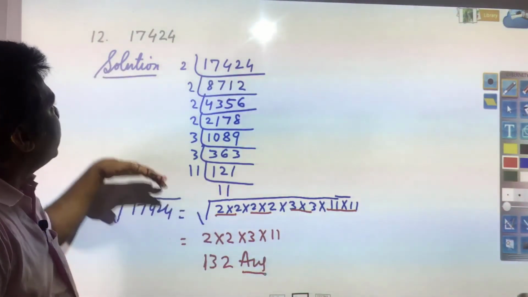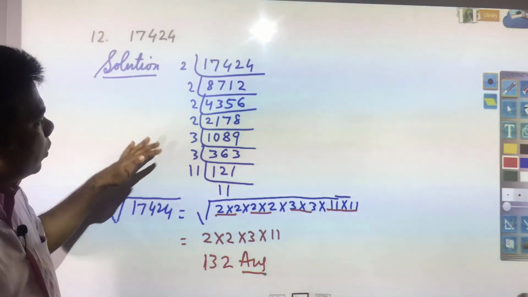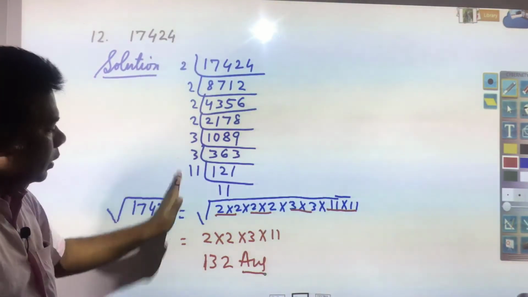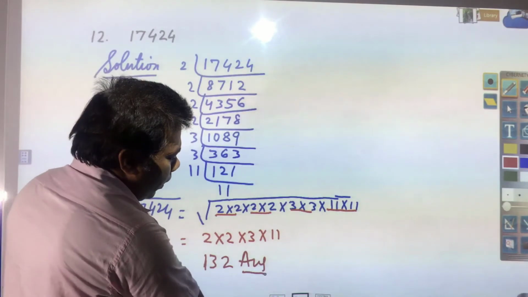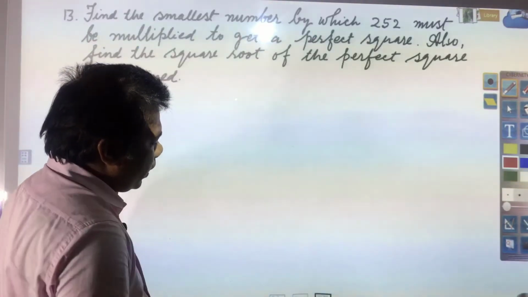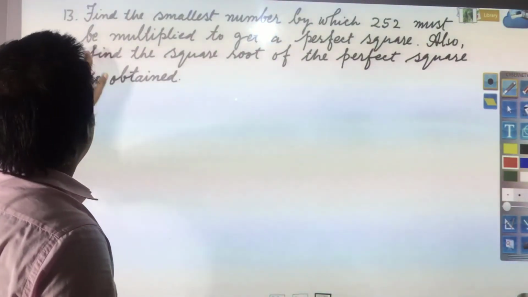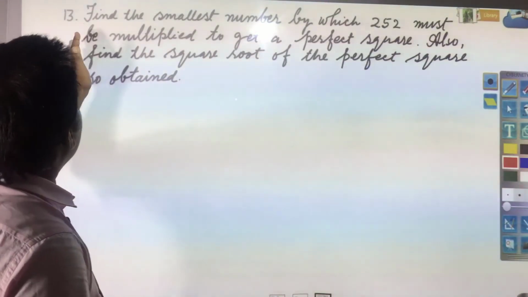So, I hope all these questions you have understood, and you will be able to solve this way, but practice is required. Till you are not doing practice, you will not be able to do. Next starts with word problems.